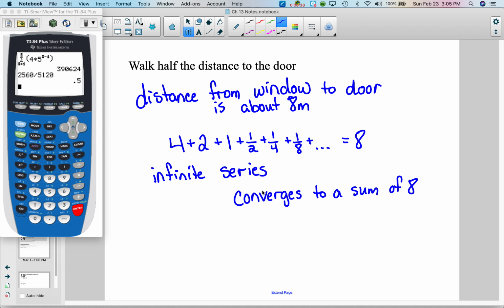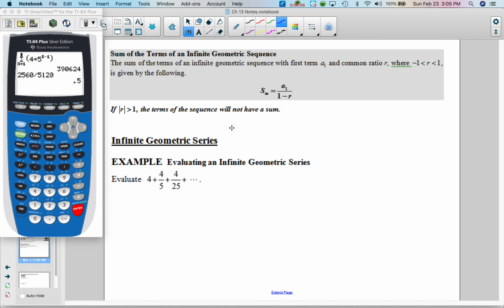So some infinite series converge. Other infinite series we say diverge, and we have used those words once before in dealing with sequences and series. So we're going to take a look at how you can tell if a geometric series will converge. Here we have a formula to figure out the sum, so we don't have to find it by adding. The sum of the terms of an infinite geometric sequence with first term a sub 1 and common ratio r, where r is between -1 and 1, is given this way.